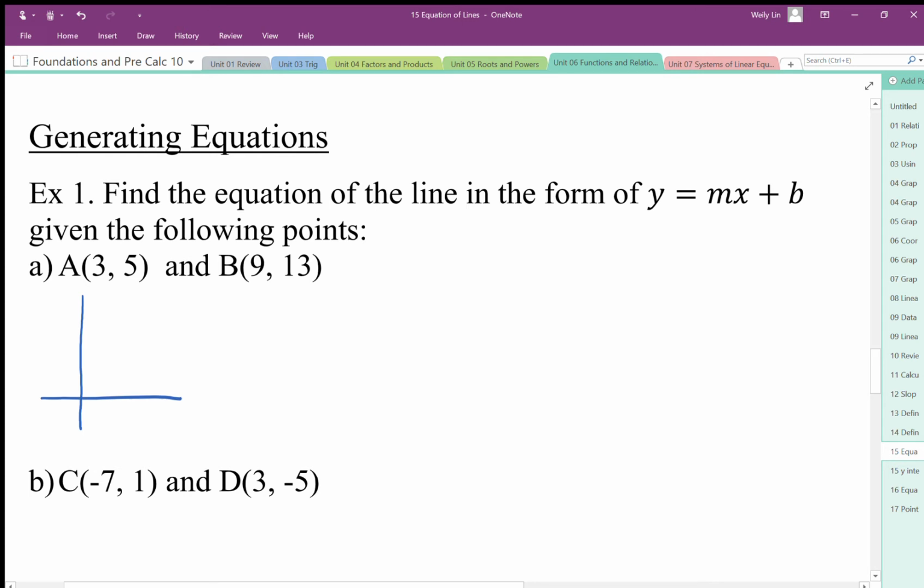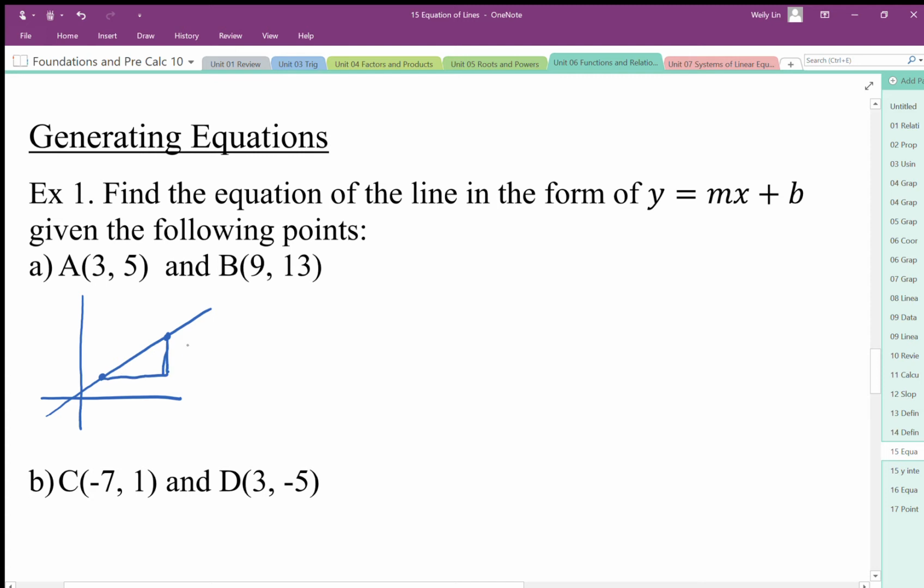It looks like 3 and 5 maybe somewhere around here, 9 and 13 maybe somewhere around there. We get this line that looks kind of like that. So if we can determine the slope and y-intercept position of this line, we can write the equation of this line. So I'm going to start with the slope here. I want to find the slope of this line.